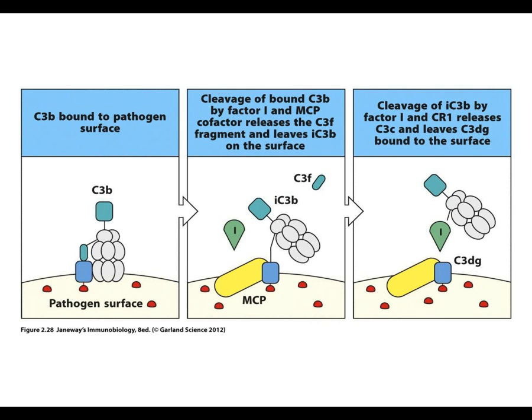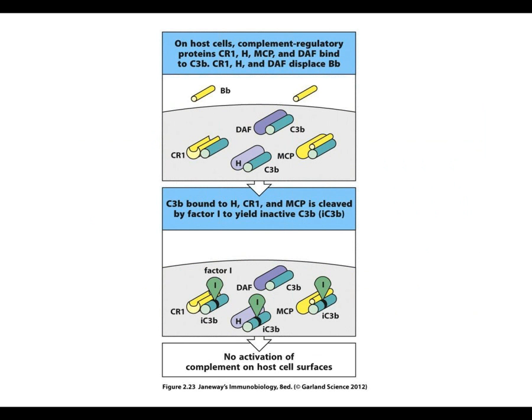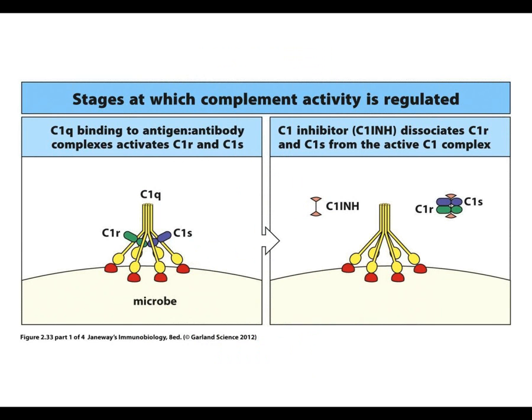Complement receptor 1 apparently can help release this and leaves the inactivated form bound to the surface. So complement receptor 1, factor H, MCP, and DAF can all bind to C3b. It can displace Bb. So these are all negative regulators. They prevent activation on a host cell where you don't want it. And then factor I, of course, can inactivate. So, right, there are different stages at which complement activity is regulated.